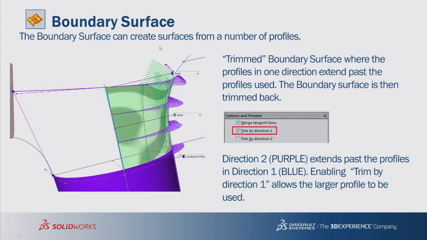And it also can create surfaces from a number of profiles. If you use this little button, Trim by Direction 1, what it's going to do is actually not use any of this information over here. So even though this profile is this long and this profile is this long, it's only going to add surface material between this profile and a profile I have over here.